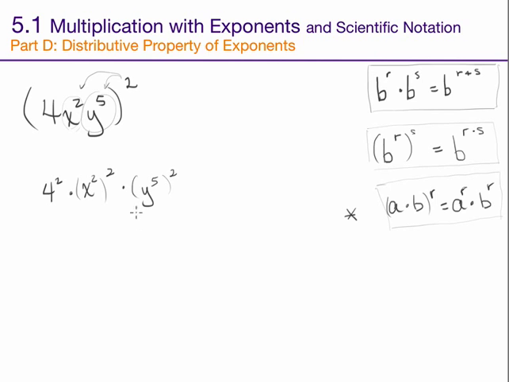Well, that's great, but I've got more work to do. First of all, I know what 4 squared is. 4 squared means 4 times itself, or 4 times 4. And 4 times 4 is 16.